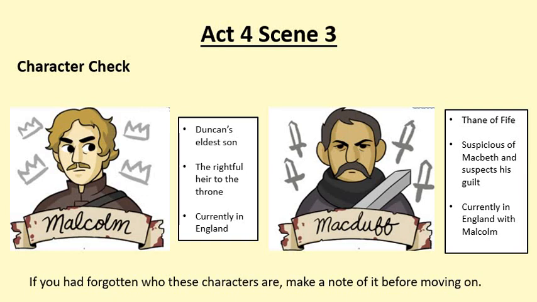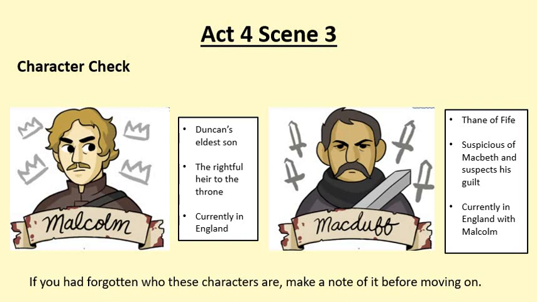Before we look at Act 4, Scene 3, which is a much longer scene, it's important to know that you're familiar with these two characters. Because there's so many characters in Macbeth beginning with M, people do tend to get them a little bit muddled. So Malcolm is King Duncan's eldest son, and he's the rightful heir to the throne. He fled from Scotland after Duncan's murder because he was worried he'd be accused. So he's currently in England. His brother is in Ireland.